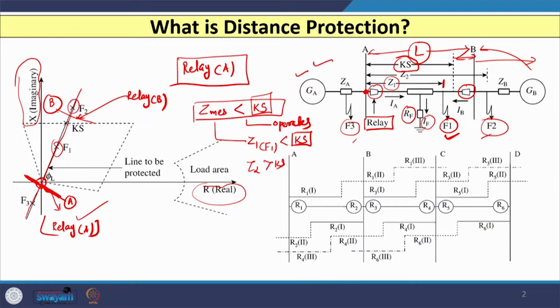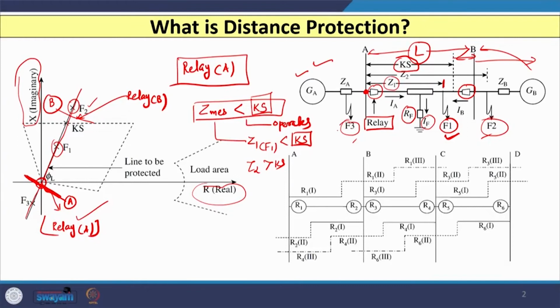So, the F2 fault point that comes here, and you can see that the distance relay does not operate in its first zone. Though the F2 fault comes under the second zone, as the second zone is a time delayed zone, it will wait for the operation of another primary relay and provide backup.